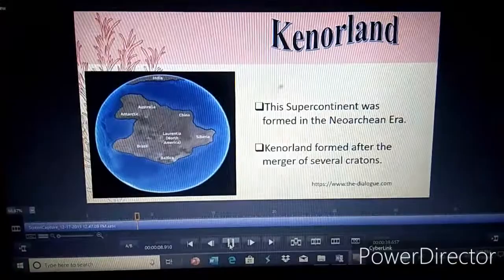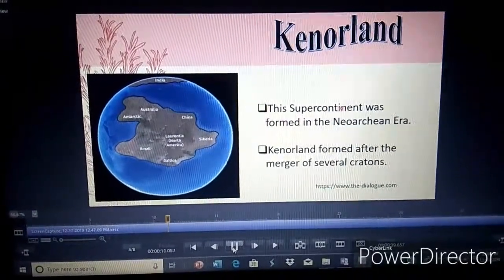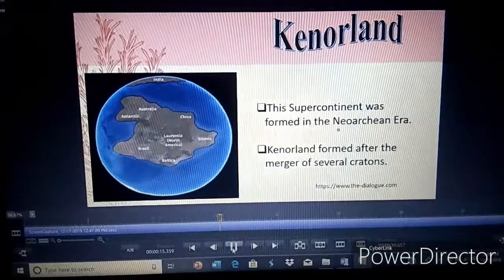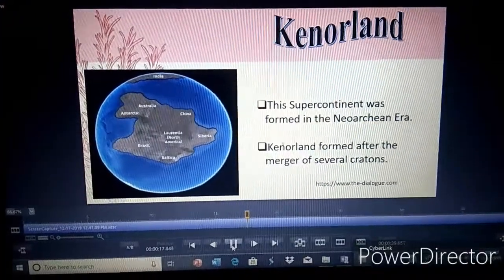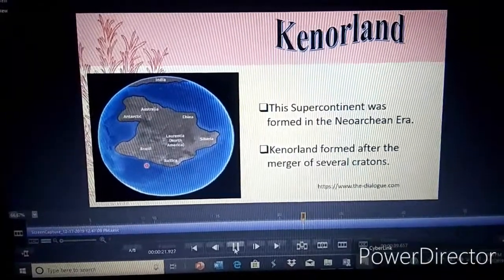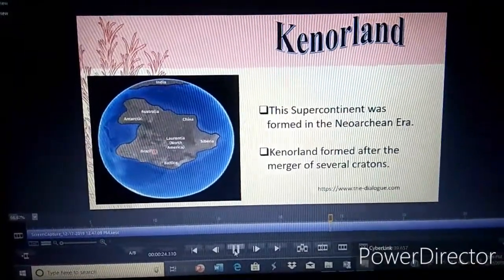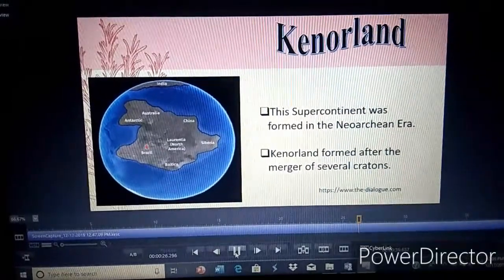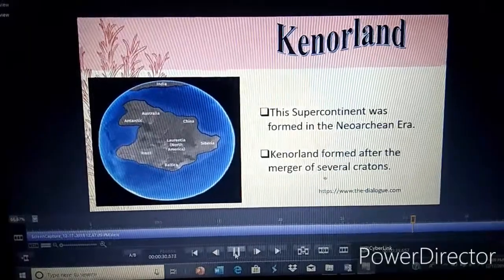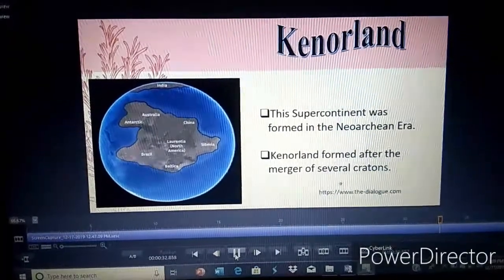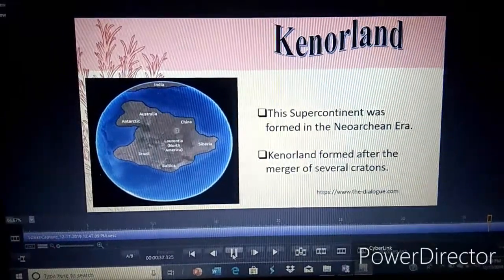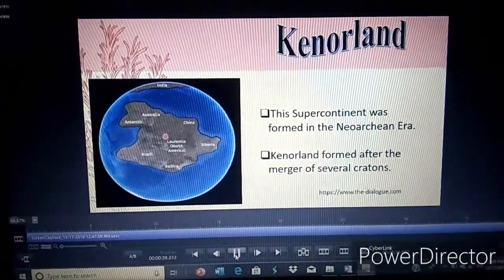Next is Kenorland. This supercontinent was formed in the Neoarchean era. It is believed to have formed 2.71 billion years ago, during the time of the formation of new continental crust. That's why, as you can see, Kenorland is much bigger than Vaalbara and Ur, because Kenorland was formed after the merger of several cratons, including the Kaapvaal craton and Pilbara craton. When these supercontinents broke up, later on Columbia was formed.